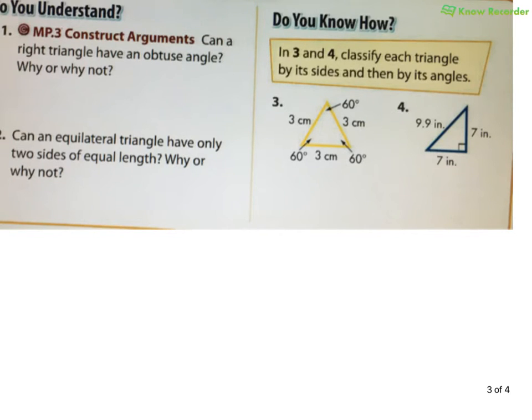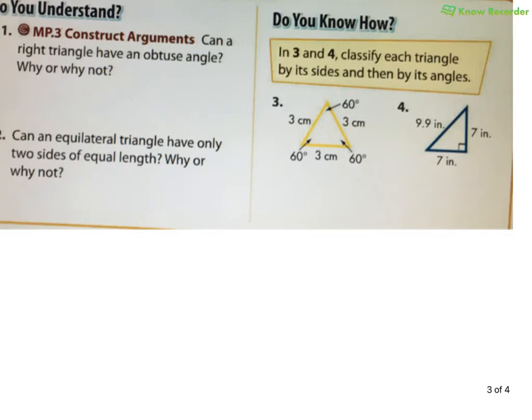So, I just spoke about number one a second ago. I'm not going to go over that, but they wanted to know about a right triangle having an obtuse angle, and we talked about why it couldn't, because it's going to be over 180 degrees. Number two, can an equilateral triangle have only two sides of equal length? Why or why not? Of course not. We just learned that by definition, an equilateral triangle has all equal sides. If it's all equal sides, that doesn't mean two, it means three.